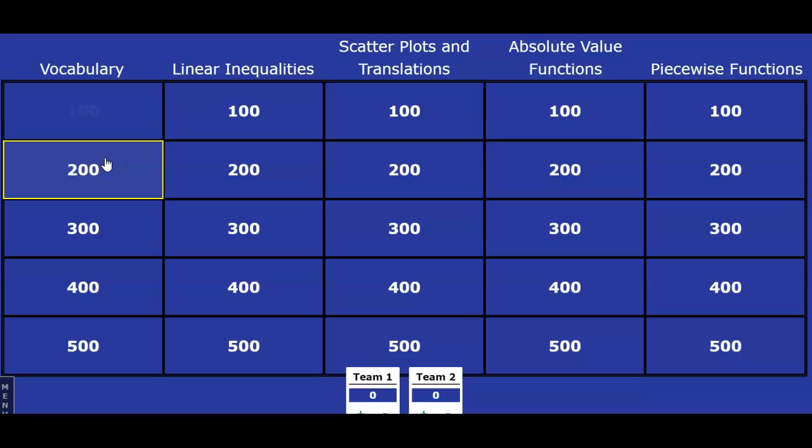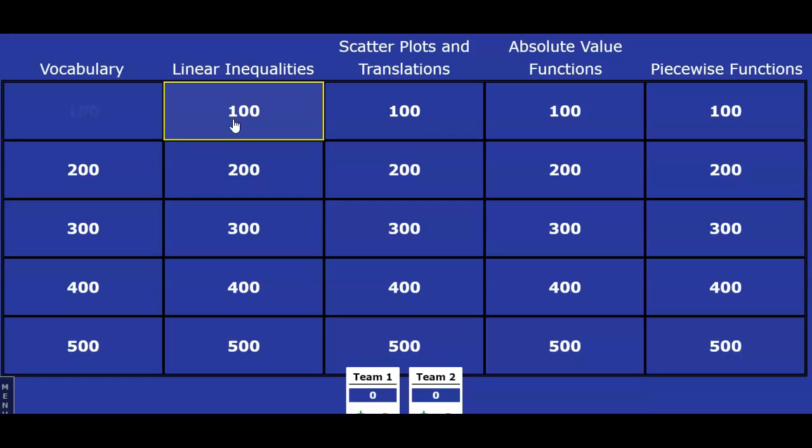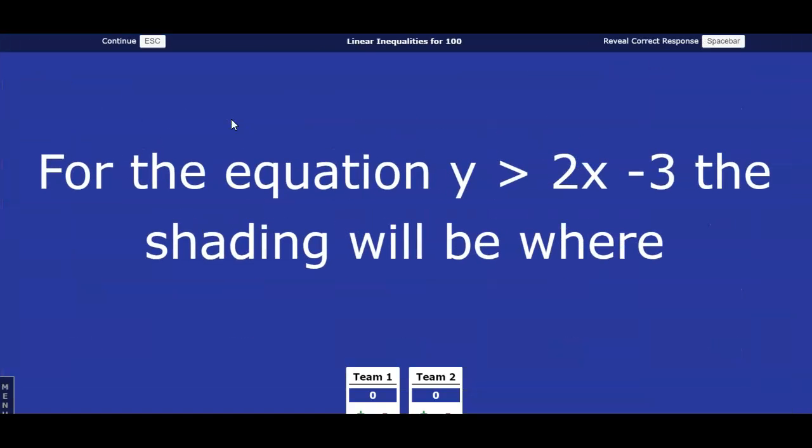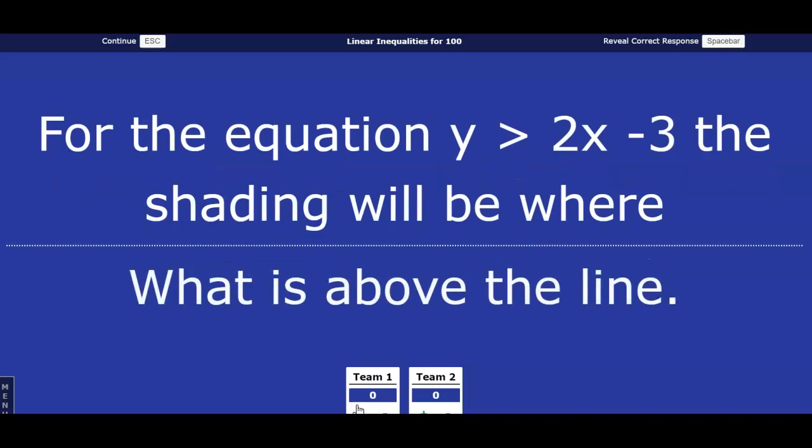Okay, next, Colton and Zach. Okay, for 100, linear inequalities, 100. Is the shading going to be above or below? That is correct. The shading will be above the line.